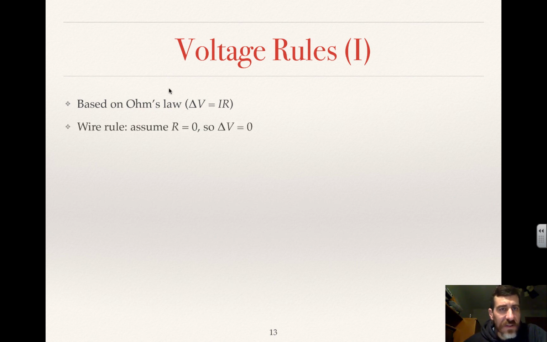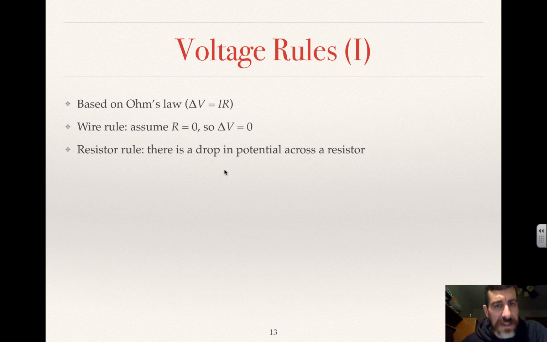For wires, for our class, we're always going to assume that we have ideal wires. So the resistance of the wires is going to be 0. So the potential difference across any wire is going to be 0. So there's no potential drop across the wires.